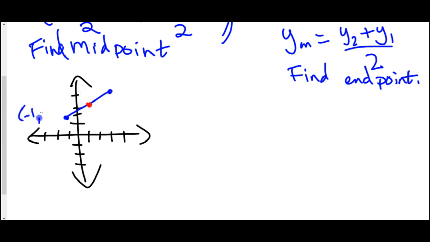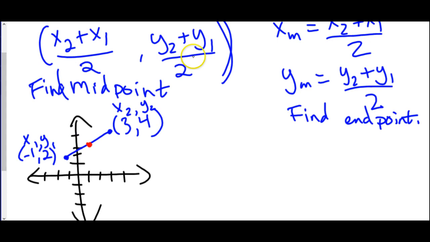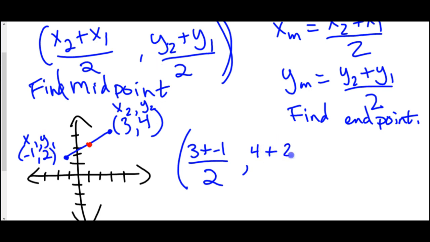So our coordinates were -1, 2 and 3, 4. Now same idea, this is still x1 and y1, the x value and y value from the first point. And this is x2, y2, the x value and y value from the second point. So now we plug these into the midpoint formula. So x2 was 3 plus x1, which is -1, divided by 2. y2 is 4 plus y1, which is 2, divided by 2.